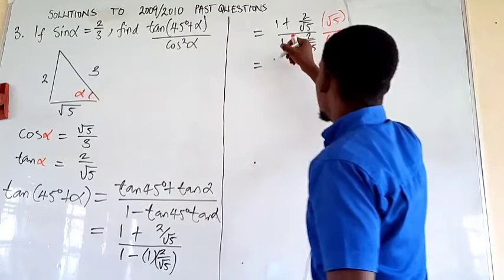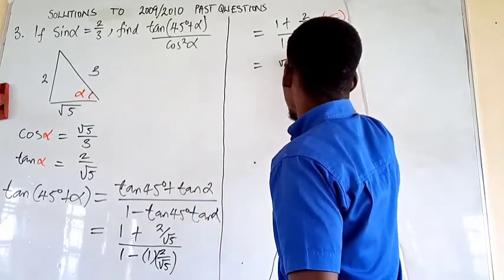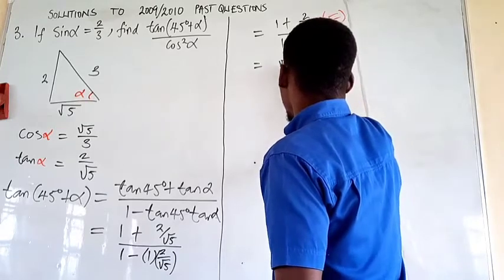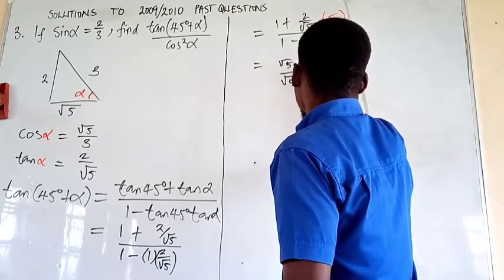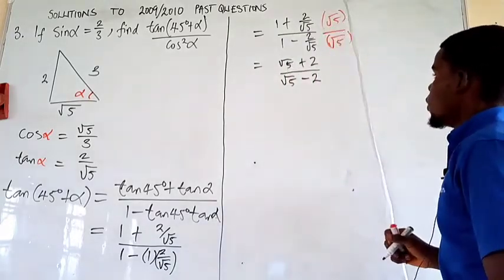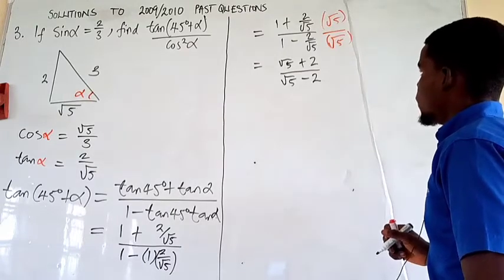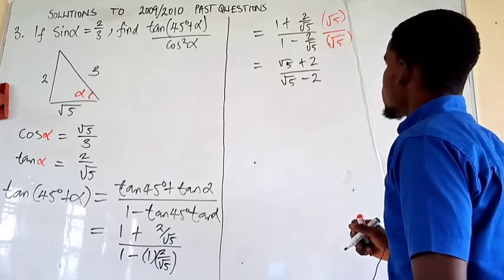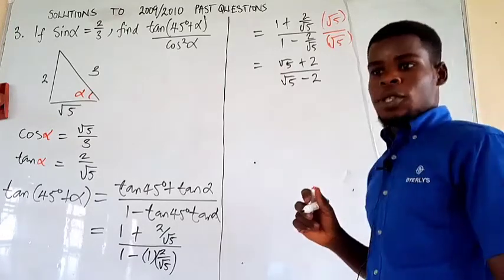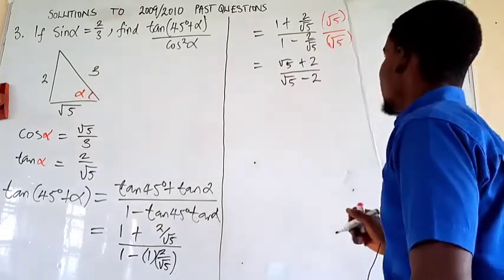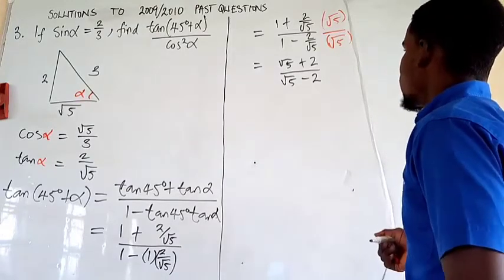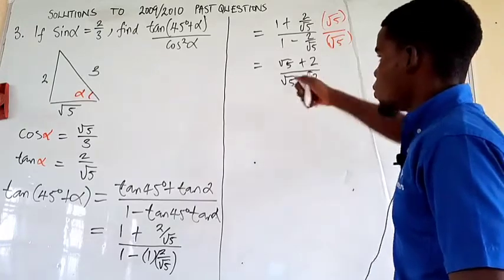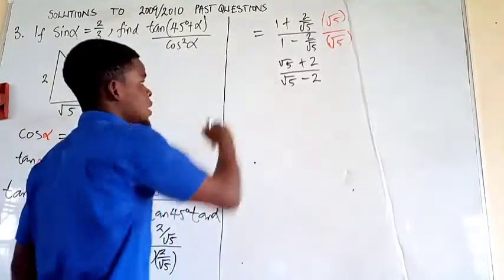Okay, so this will give us root 5 plus 2 divided by root 5 minus 2. Okay, well, I can still go ahead and multiply the top and bottom again by the same root 5, but this could also be a nice place to pause. Let me just stop here and see some things.